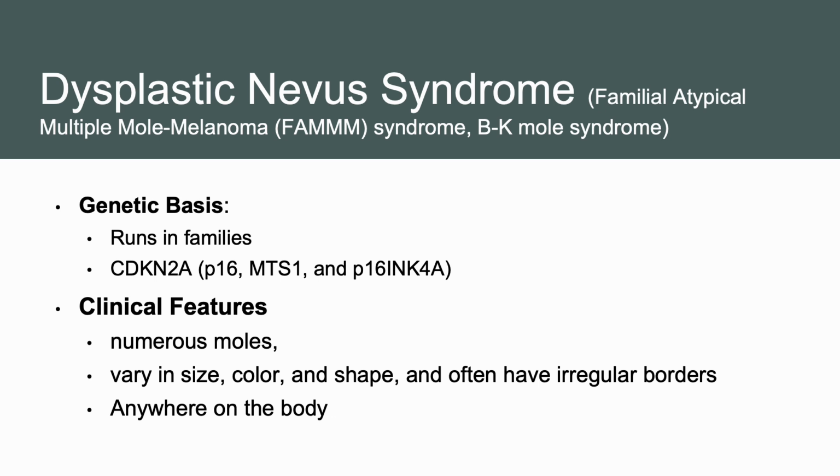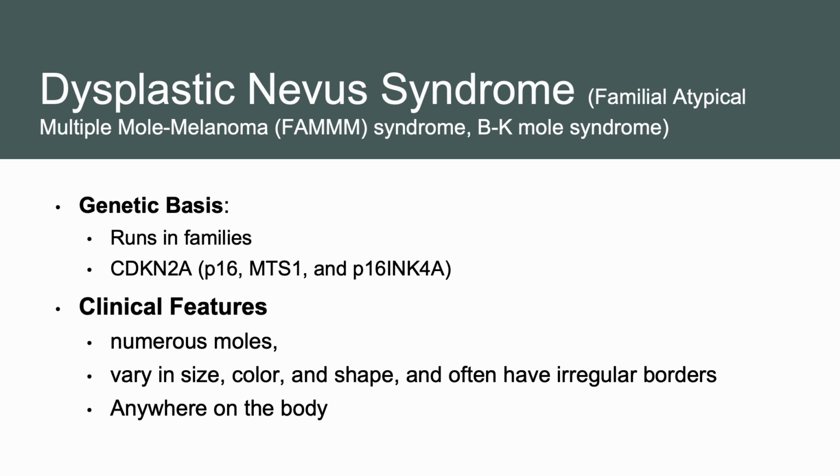Dysplastic nevus syndrome often runs in families and is associated with mutations in genes such as CDKN2A, a tumor suppressor gene, which is also known as P16, MTS1, and P16 INK4A. This genetic predisposition increases the risk of melanoma. Patients with dysplastic nevi who have at least 2 blood relatives with dysplastic nevi and melanoma have the worst prognosis for the development of melanoma. These individuals may have a 100% lifetime risk of melanoma.